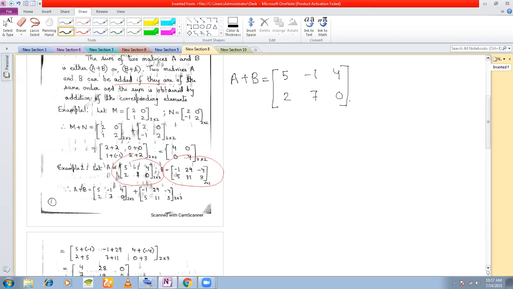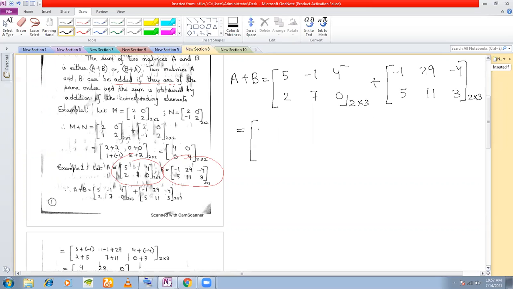Clearly, if you see, this matrix is a 2 by 3 matrix, 2 rows and 3 columns. I'm adding it with a matrix which is also a 2 by 3 matrix. Because they are of the same order, we can add them. 2 by 3.